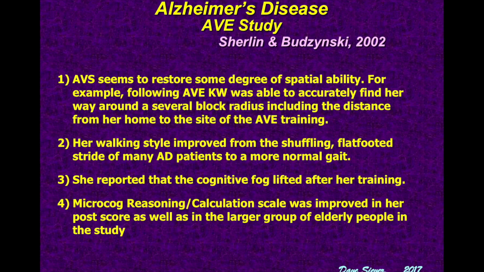For example, following entrainment, she was able to accurately find her way around a several block radius, including the distance from her home to the site of the training. Her walking style improved from the shuffling, flat-footed stride of many Alzheimer's patients to a more normal gait. She reported that the cognitive fog lifted after her training.